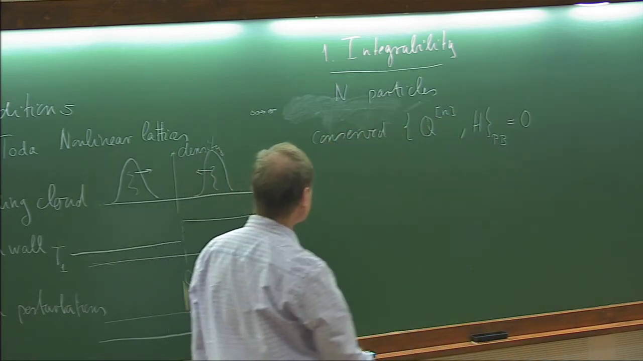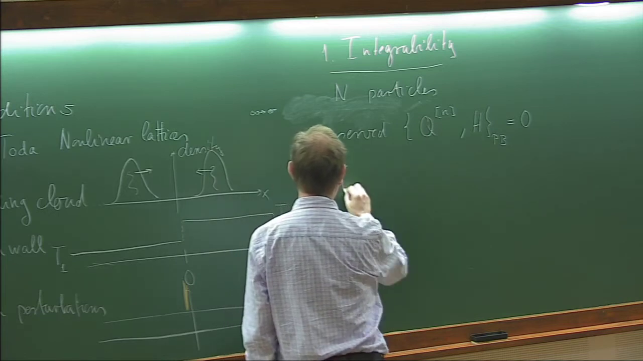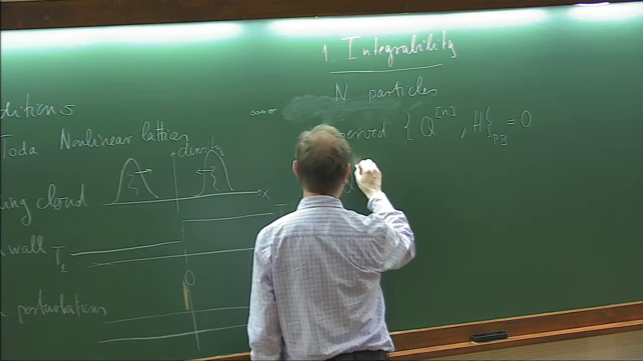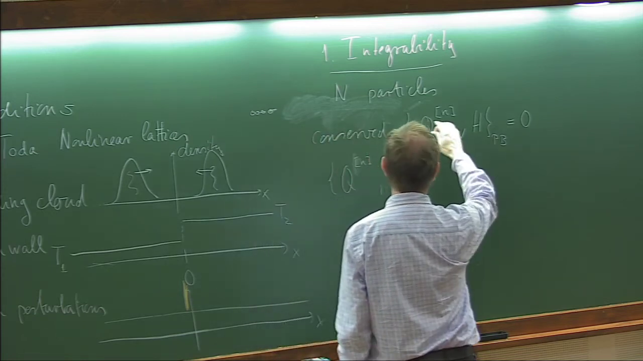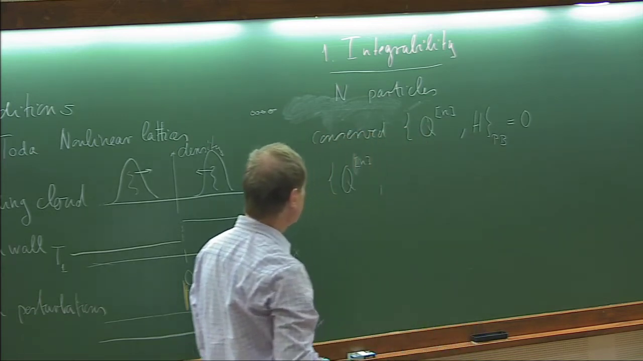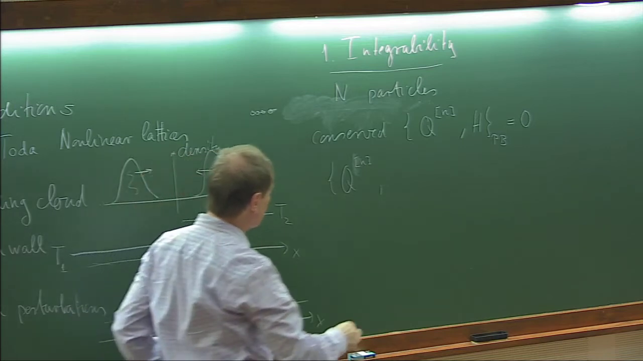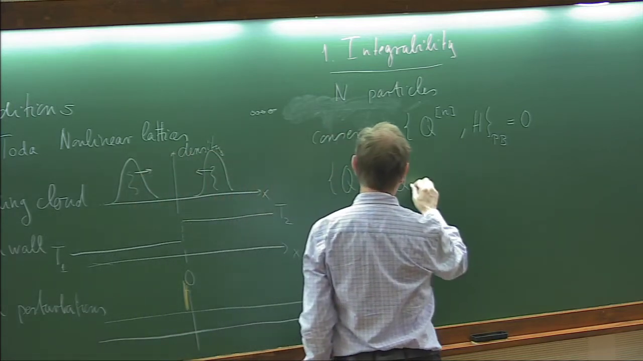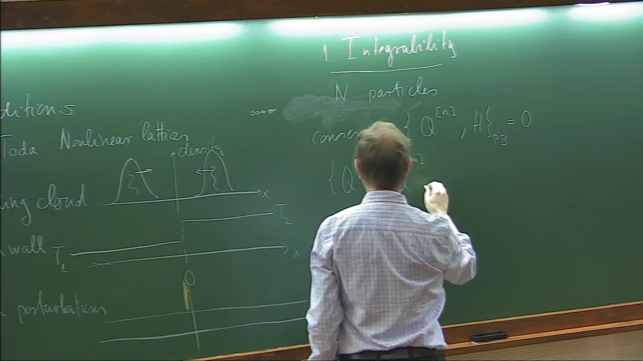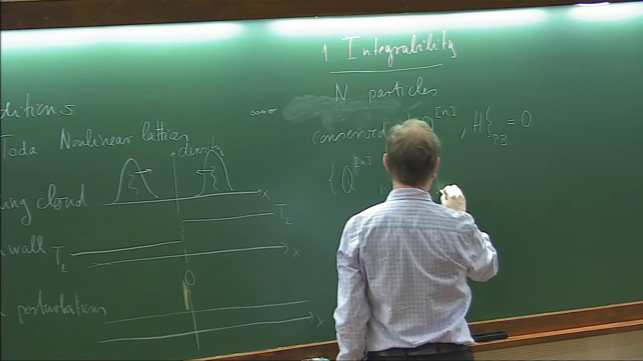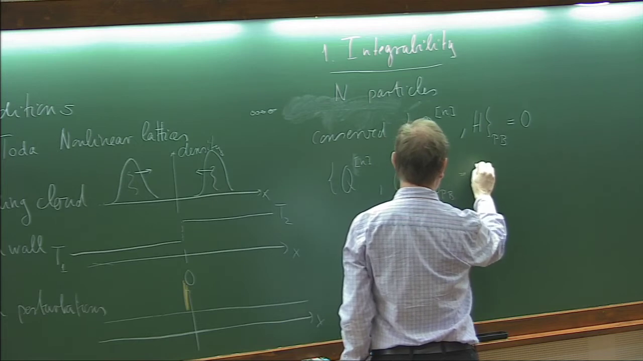And the other thing which you require when you look in the textbook is that the Q_n, which are functions on phase space, a phase space of N particles, and then I do the Poisson brackets with Q_m. It should be in involution. I mean, this Poisson bracket should be equal to 0.